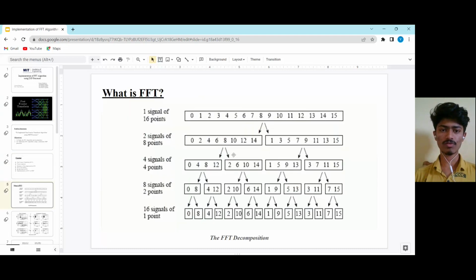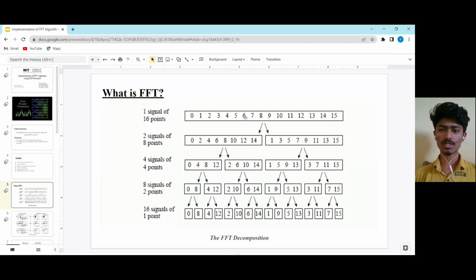So first, we'll see what is FFT. FFT is the fast Fourier transform algorithm which computes the discrete Fourier transform, and it is used to obtain the decomposition of the sequence representation into the frequency domain. That is, here we can see that all the input signals, which are in the time domain, are converted into the frequency domain. That is the only work of the DFT.